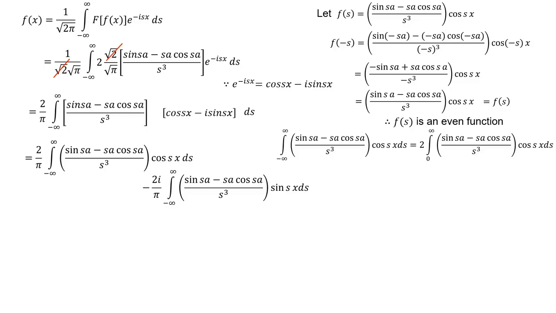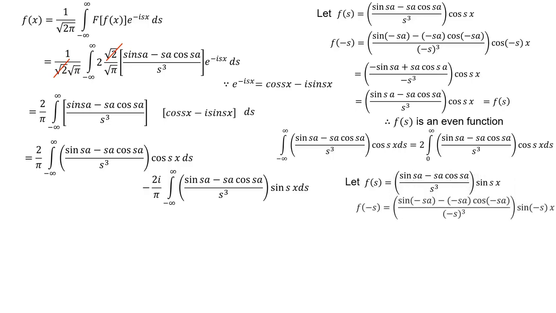In the next integration, we are going to consider the integrand. Let f of s equal to (sin sa minus sa cos sa) by s cube into sin sx. Now replace s by minus s. We get f of minus s is equal to (sin of minus sa minus of minus sa into cos of minus sa) divided by (minus s) the whole cube into sin of minus s into x.